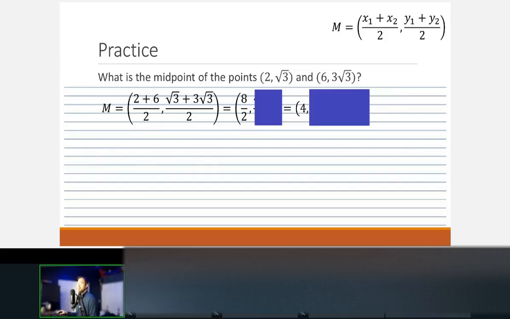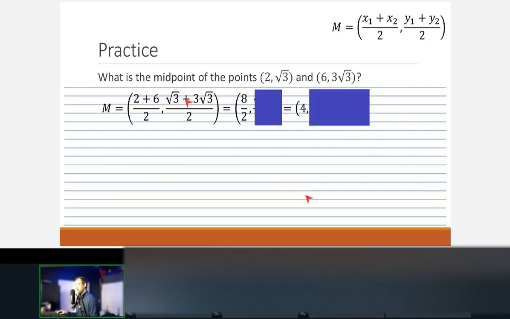Okay, so now the next part. Just talking about the numerator, what is radical 3 plus 3 radical 3 equal to? In the numerator only, what is radical 3 plus 3 radical 3 equal to? 4 radical 3, yes. And you didn't have to type this in to get that.